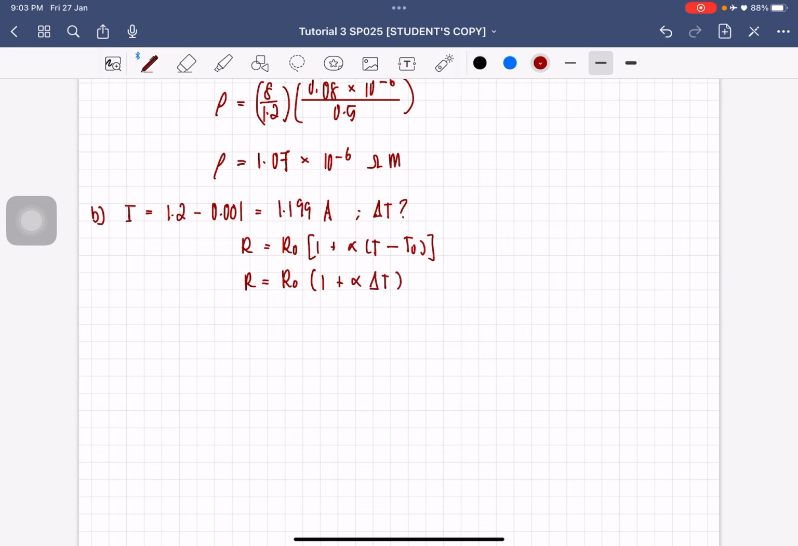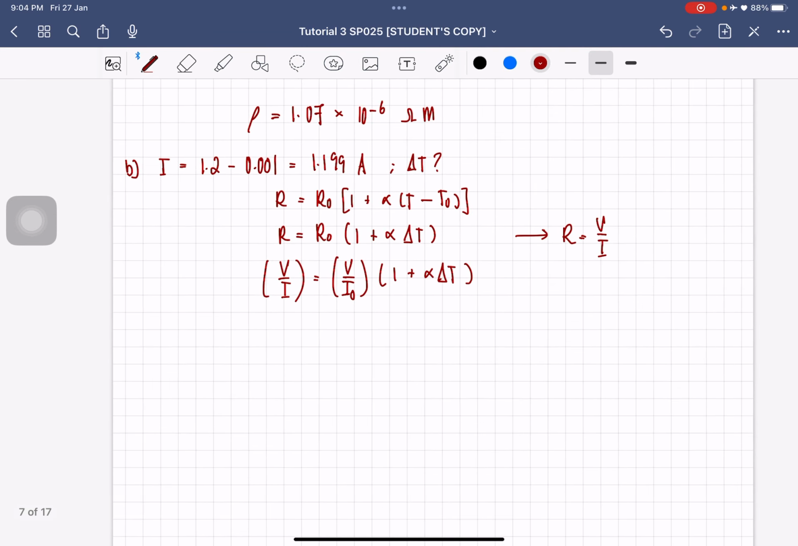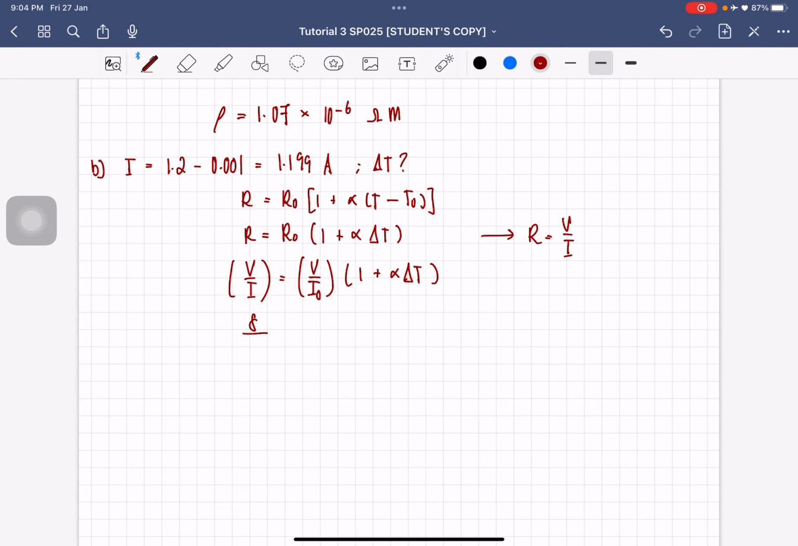So what is R? Again, we can use Ohm's law, so it is just V over I. We can substitute V over I here. The I here is the final, and this one is the initial. V is constant. So now we have 1 plus alpha delta T. Here we just need to substitute all the values. So we have 8 divided by 1.199 equal to 8 divided by 1.2, times 1 plus 0.005 delta T.